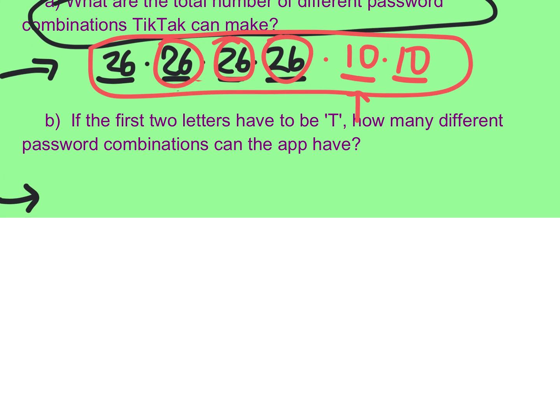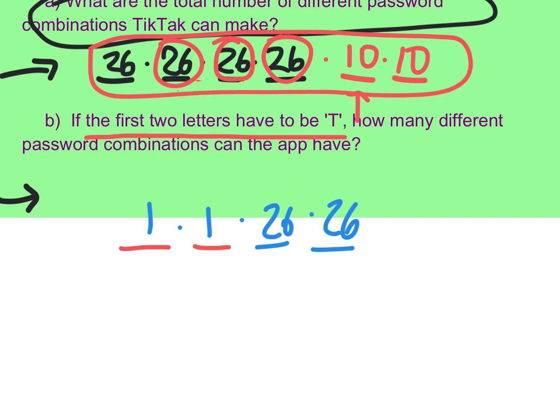Let's look at B. If the first 2 letters have to be T, well then how many choices do you have? Remember, it's all about multiplying choices. If it has to be a T, you only have one choice. It has to be a T. So does this. But then the next 2 letters apparently can be anything. So 26 and 26.